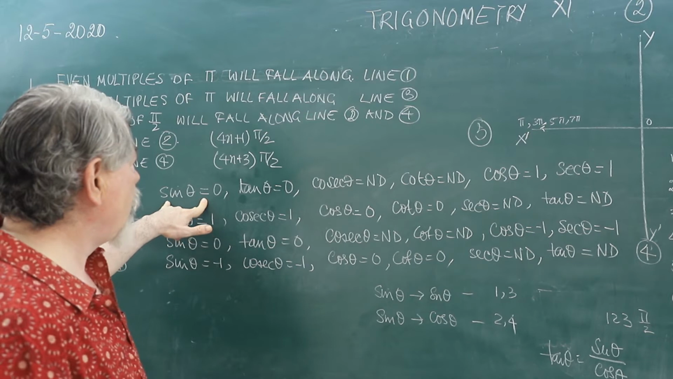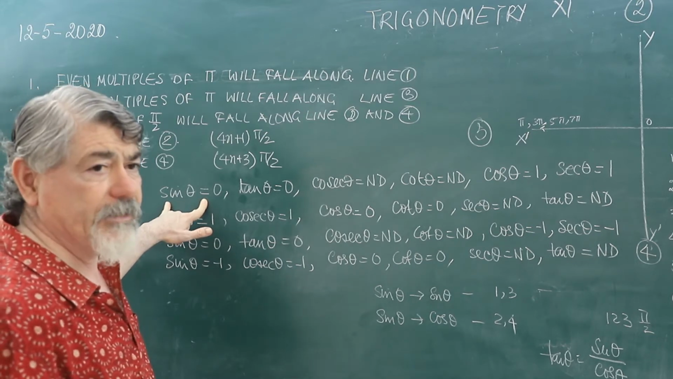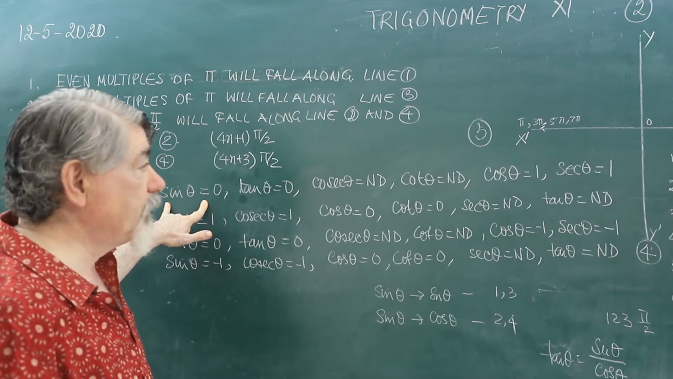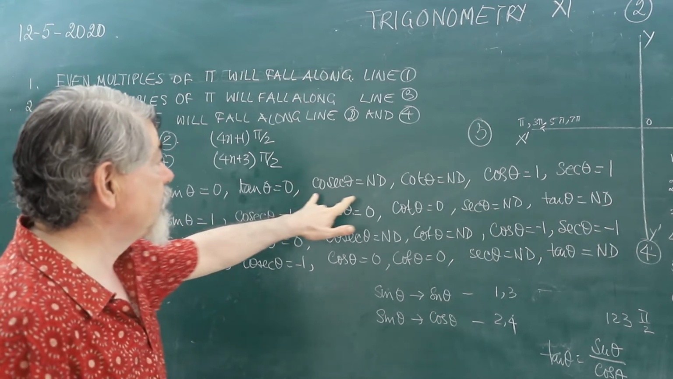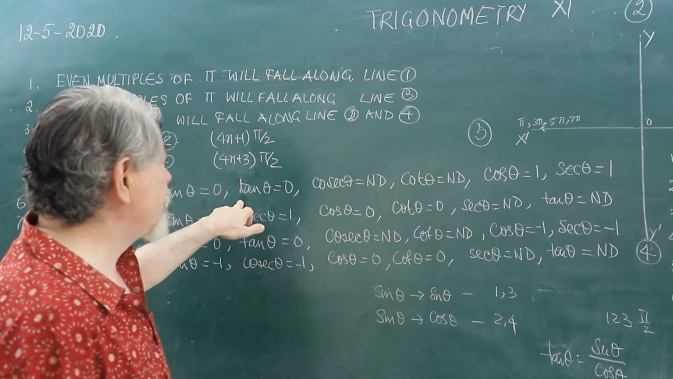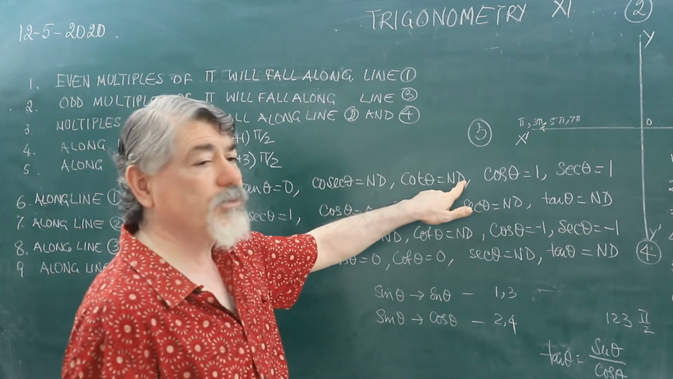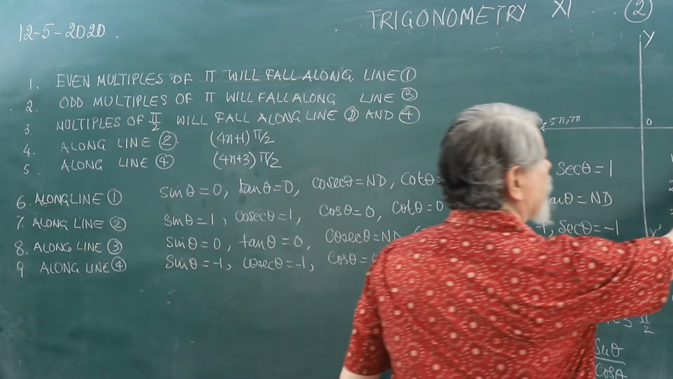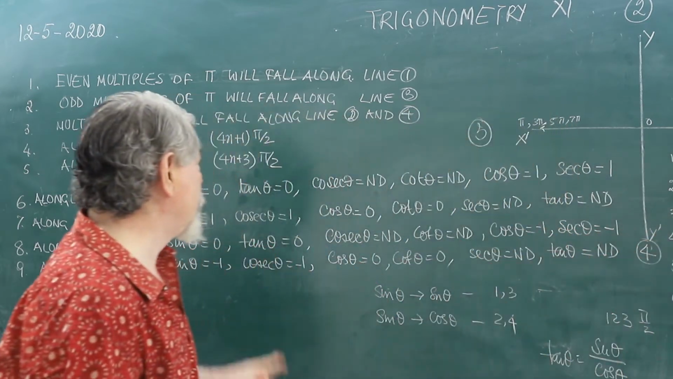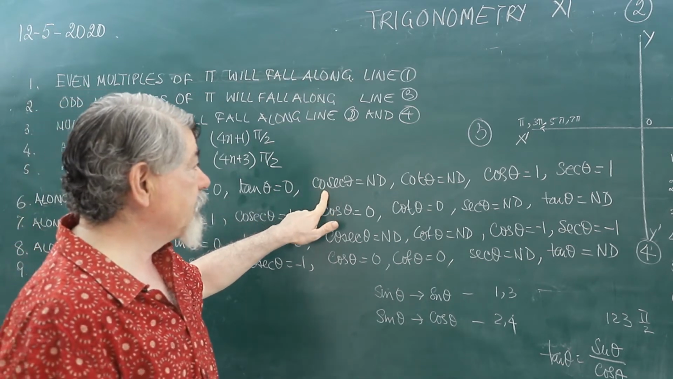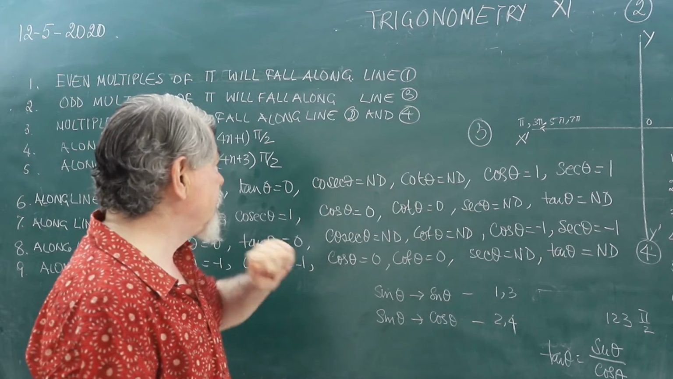Now just remember, the reciprocal of sine is cosec. 1 upon cosec means 1 upon 0. That will be not defined. So cosec theta is not defined. As well as the reciprocal of tan is cot theta. So cot theta is also not defined along this line. Along line 1, cot theta is not defined also. Sine theta is 0, tan theta is 0. Cosec theta is not defined, cot theta is not defined.